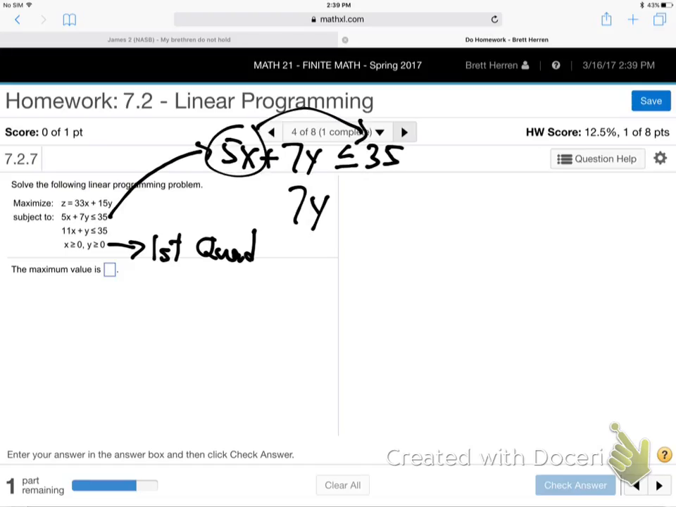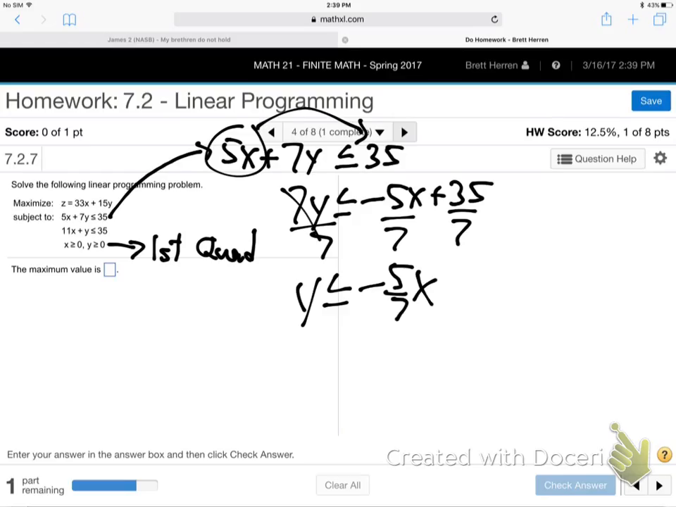Jump that 5 again. Get y alone. Jump that 5x over there. It becomes a negative 5x. Divide through by 7. Good to go there. And then I'll grab the second one, and I'll graph him in a minute.